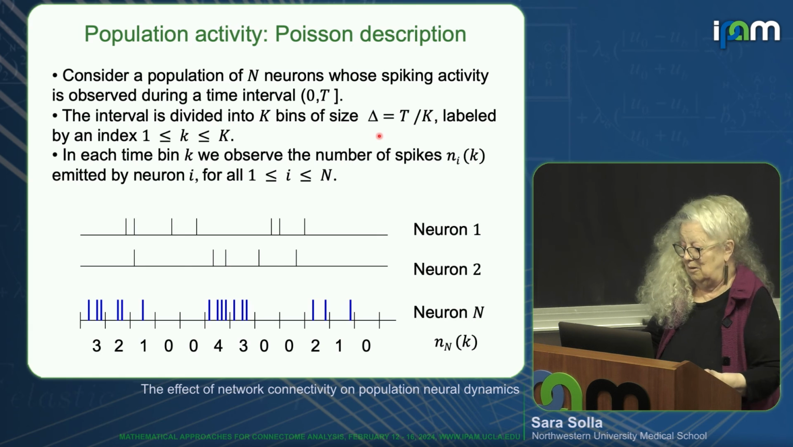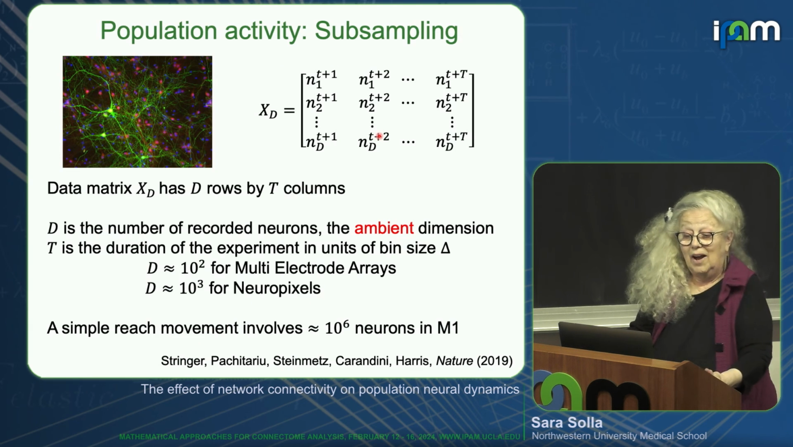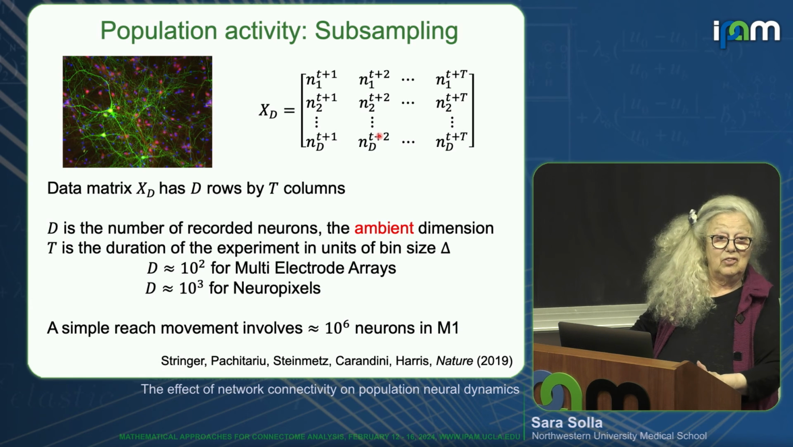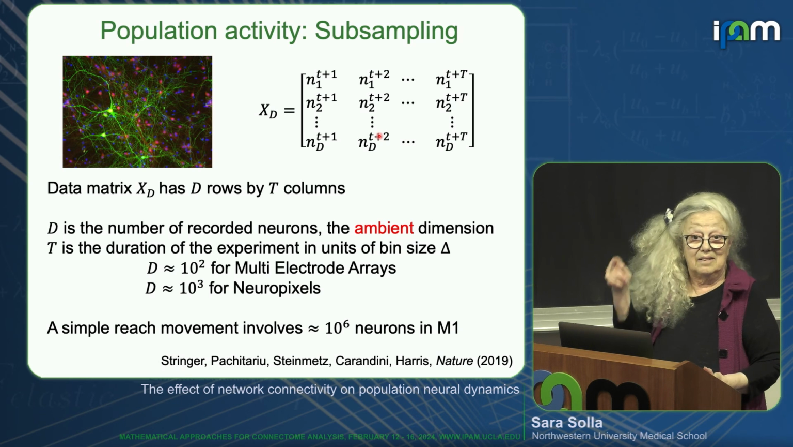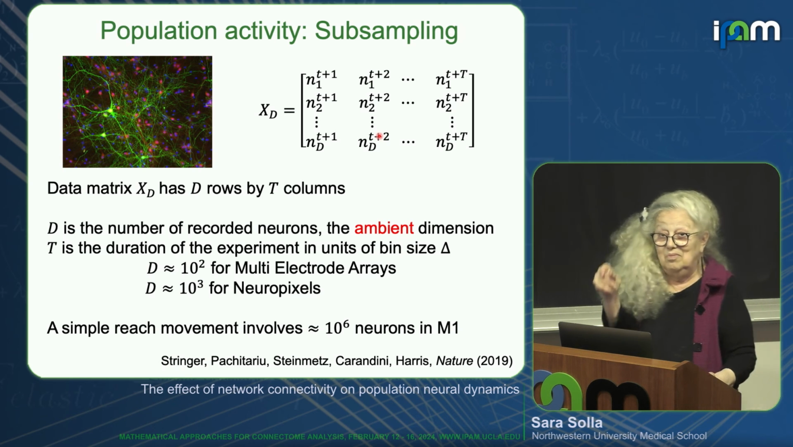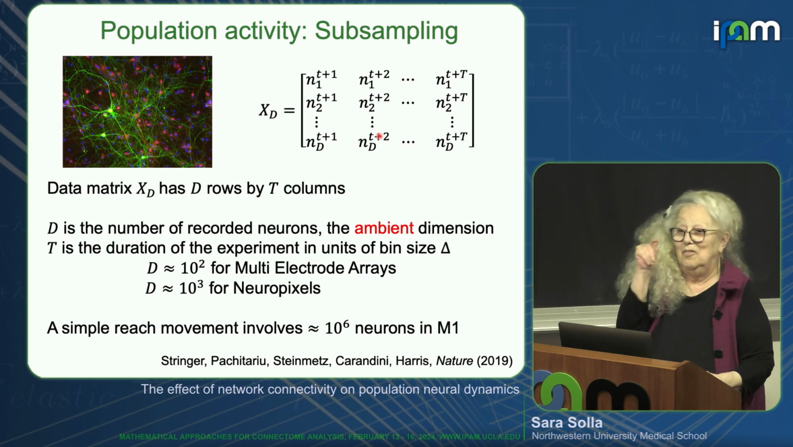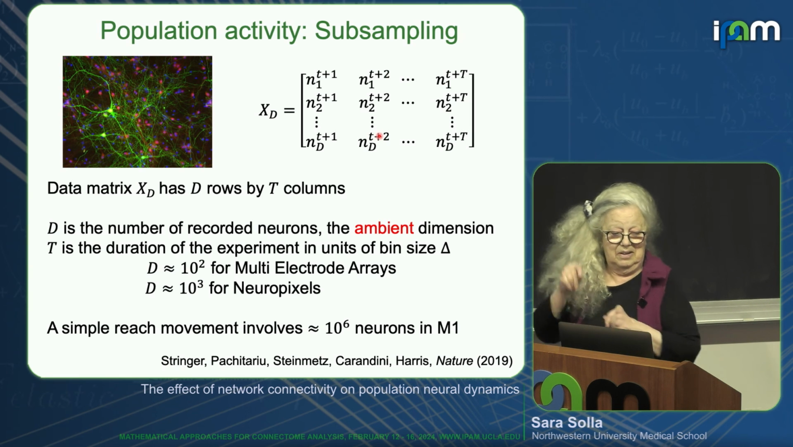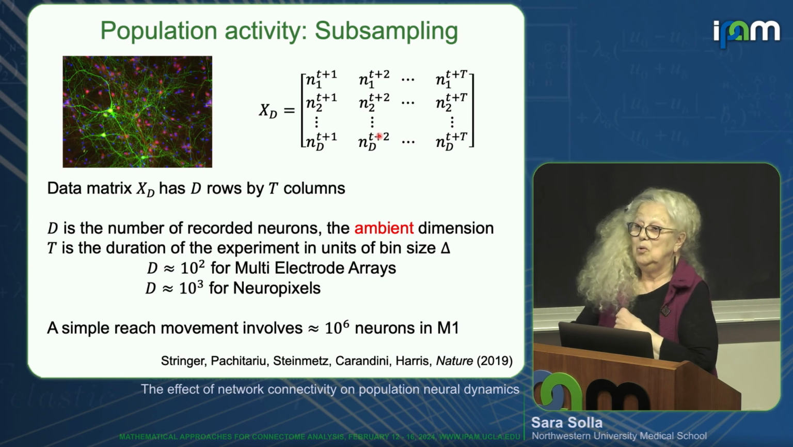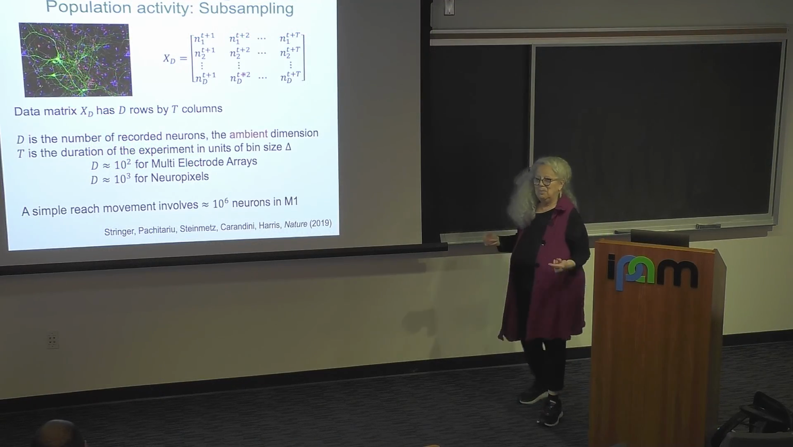So I'm expanding a little bit away from the 0, 1 representation. I do that, and I can create a data matrix that has essentially the same structure as the data. Every row is a neuron. Every column is one of the time bins of size delta. And in every bin and every row, I put the number of spikes emitted by that neuron in that particular bin.